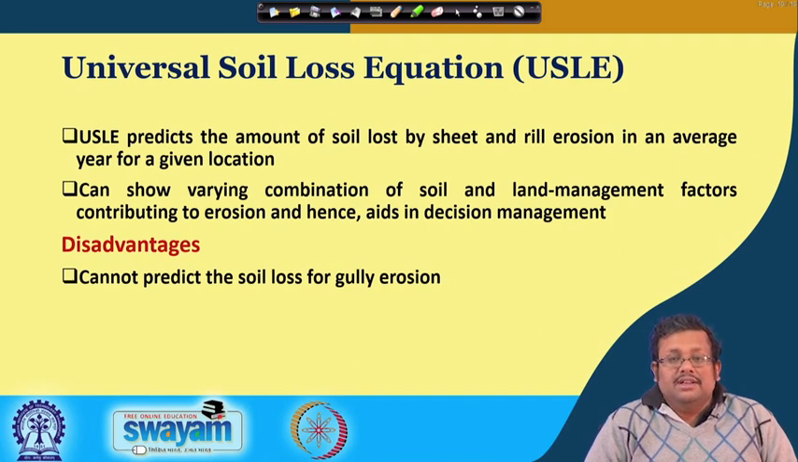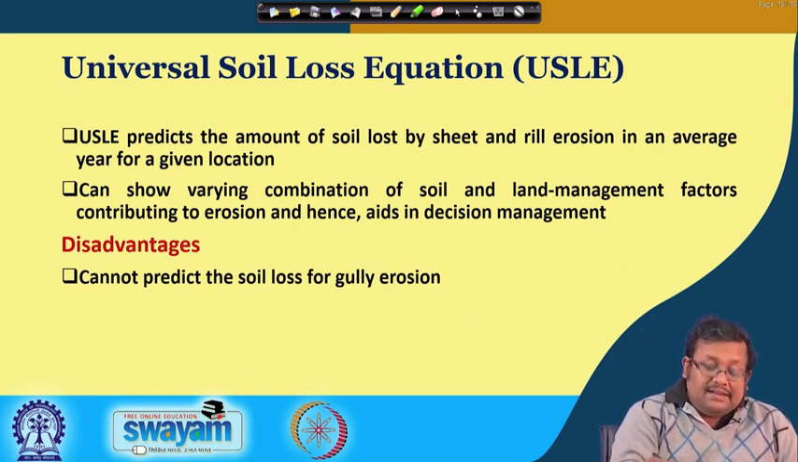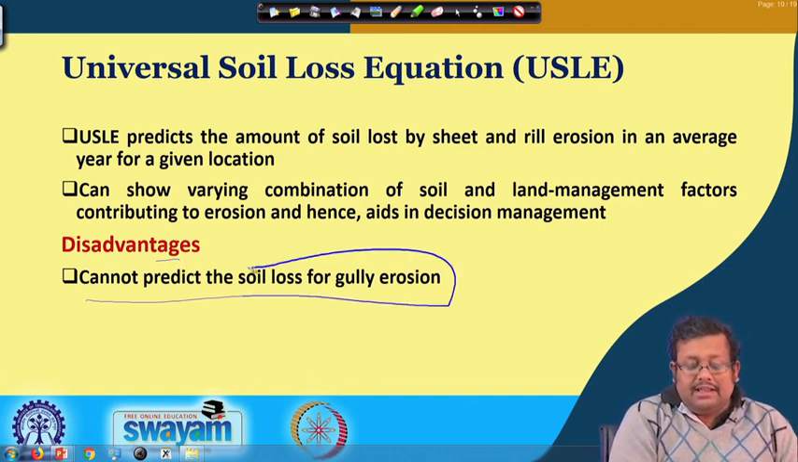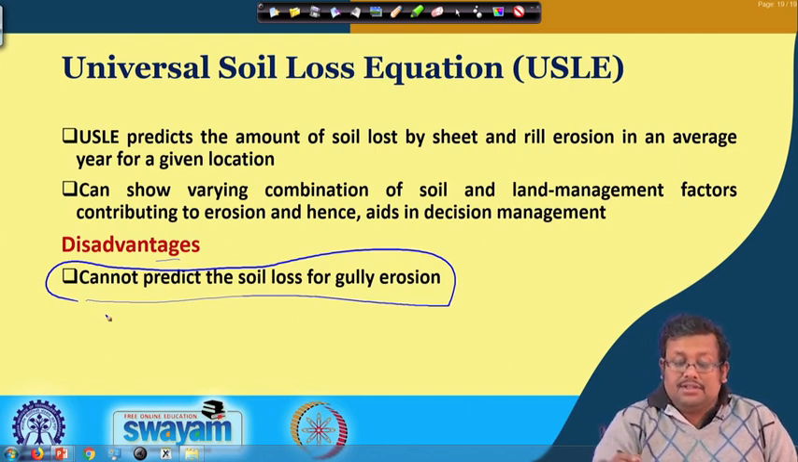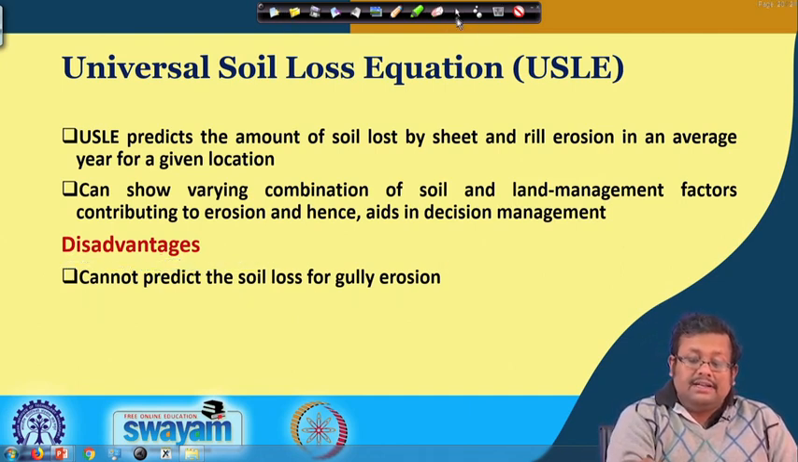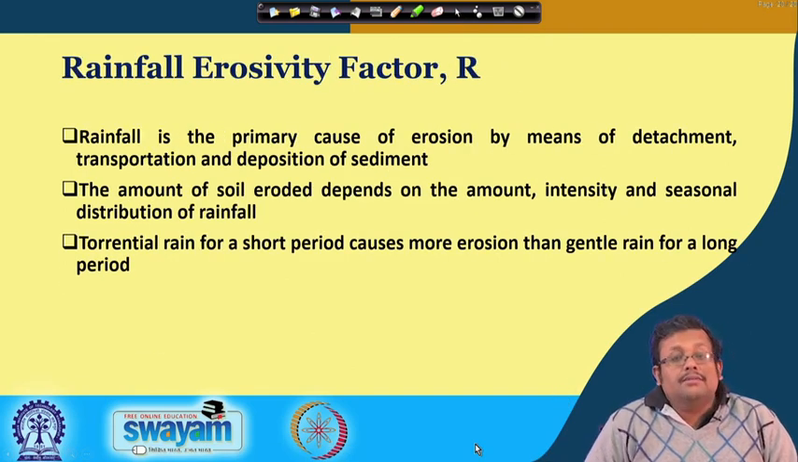As we have seen, it considers soil factors, land management factors as well as rainfall factors for calculating the total soil lost. There is also a disadvantage: it cannot predict the soil loss for gully erosion. So this is the disadvantage of the universal soil loss equation. Let us go ahead and see the individual factors in this RKLSCP.